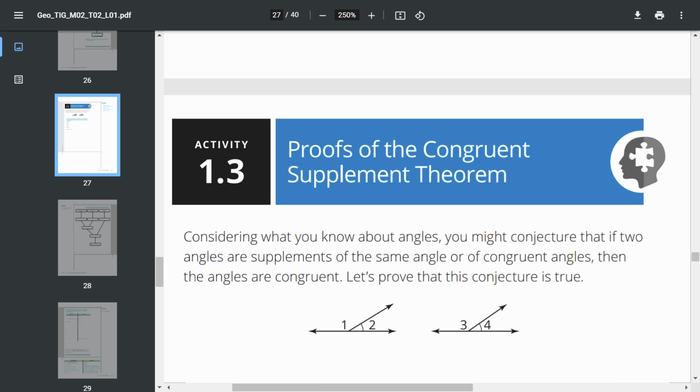In this next segment, we're going to talk about the congruent supplement theorem. So here, considering what you know about angles, you might conjecture that if two angles are supplements of the same angle, or of congruent angles, then the angles are congruent. We're going to go ahead and prove this. So pause here to take a closer look at this diagram. We have angles 1, 2, 3, and 4. And these are the angles that we're going to refer to in our proof coming up next.